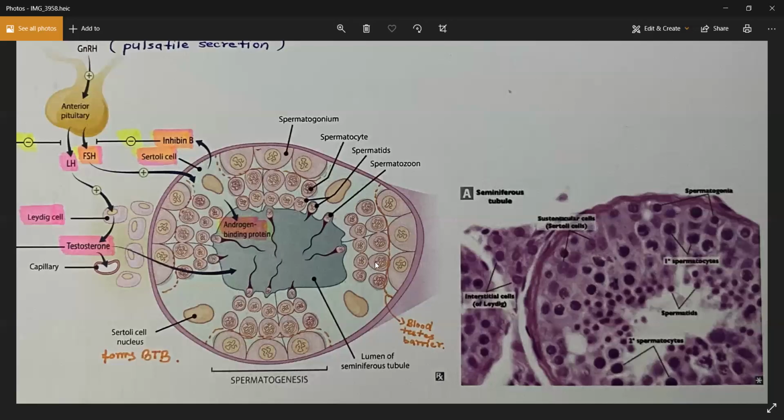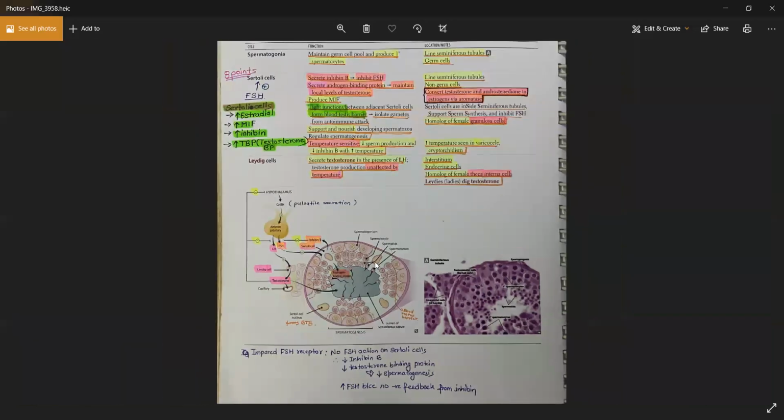So four are secretory functions and one is the protective function, that is the blood testis barrier. That is what the Sertoli cells perform. Another thing is that these cells are temperature sensitive.